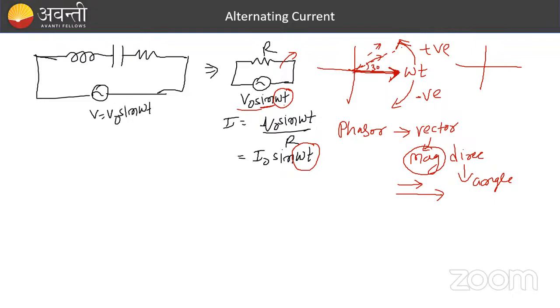सो फॉर वोल्टेज फेजर कैसे बनाओगे? V नॉट साइन ओमेगा टी. सो ओमेगा टी एंगल मैंने इसको लिया है, इस डायरेक्शन को. सो माय वोल्टेज विल बी दिस. Suppose this is voltage phasor.